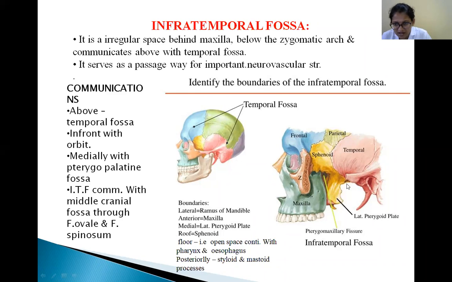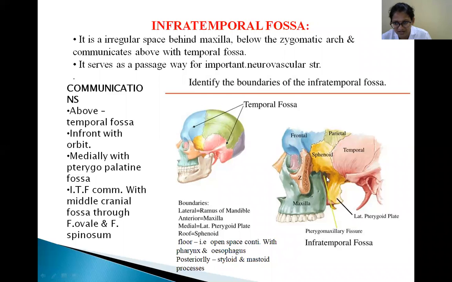Once again, we are repeating. Above, the roof is formed by the greater wing of the sphenoid, and below it is open. Anteriorly it is related to the posterior surface of the body of the zygomatic bone and adjoining greater wing of the sphenoid, and posteriorly it is also open. It is related to the styloid process and mastoid process. Medially, it is bounded by the lateral pterygoid plate, whereas laterally it is bounded by the ramus of the mandible. This is the irregular space of the infratemporal fossa.